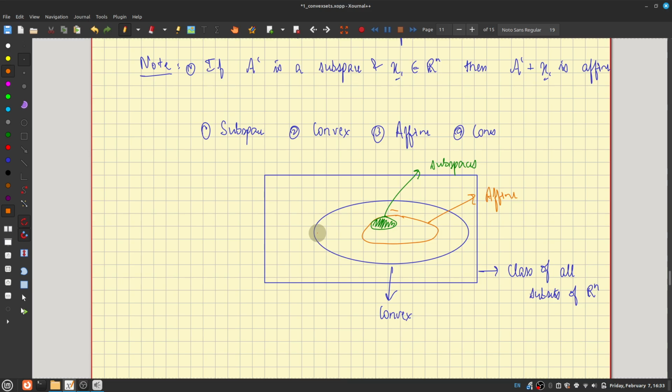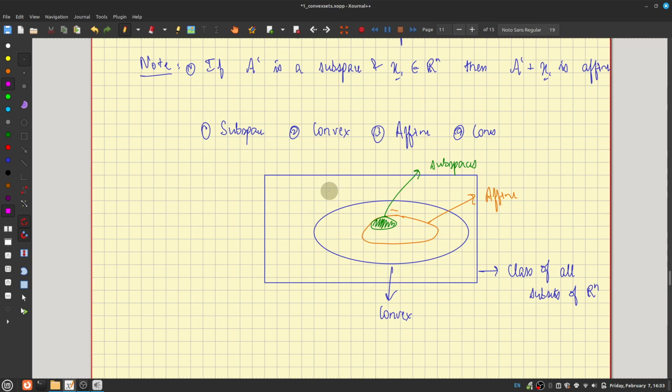No, right? You can take a straight line that does not pass through the origin. This is not a cone. What about a subspace? Is every subspace a cone? Every cone is not a subspace for sure, but is every subspace a cone? It is, right? You all agree with this. So the inclusion looks something like this, right?